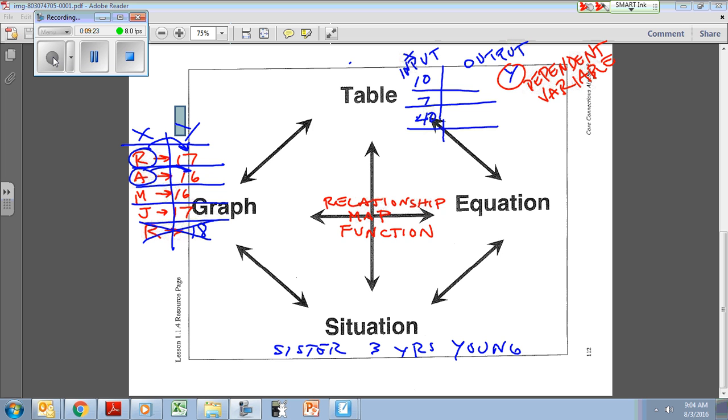Something that could be anything. In math, what do we normally use for a variable? X. Yeah, X, a letter. What's true is it can be any letter.